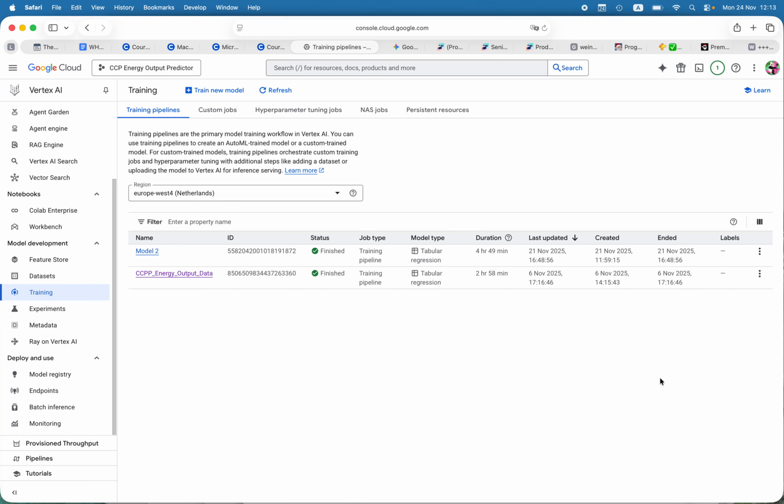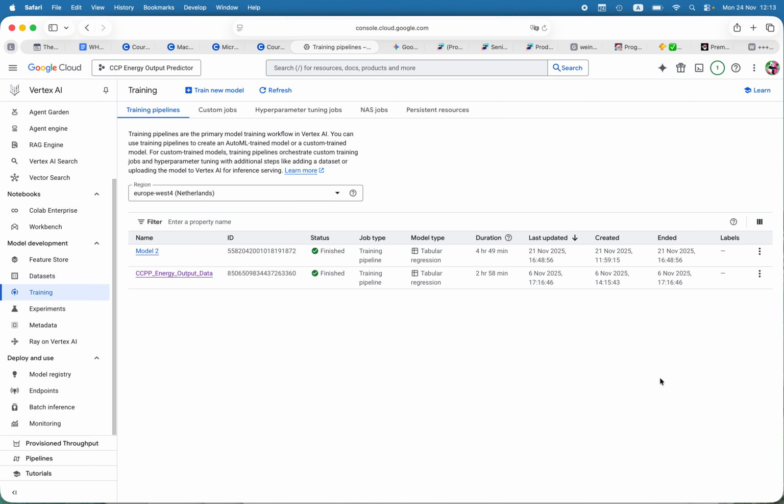Hello, today I would like to present you my solution for predicting electrical energy output of a combined cycle power plant. So the objective of this project was to accurately predict the net hourly electrical energy output, PE, of a combined cycle power plant in megawatts. Since the target variable PE is a continuous numerical value, I classified this problem as a regression task.